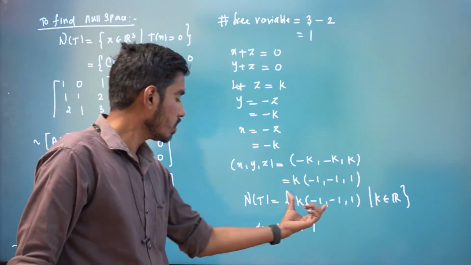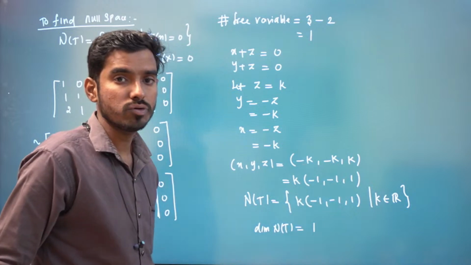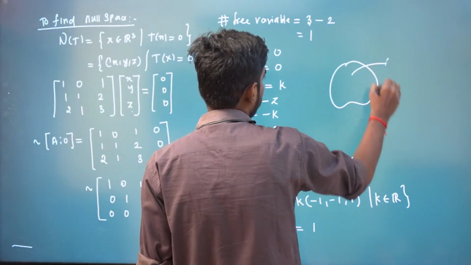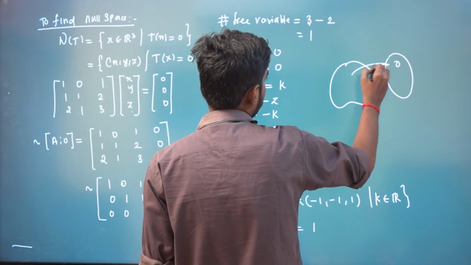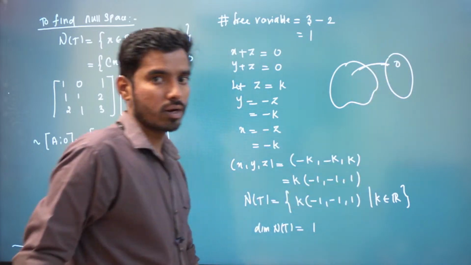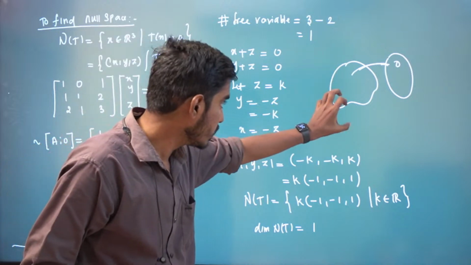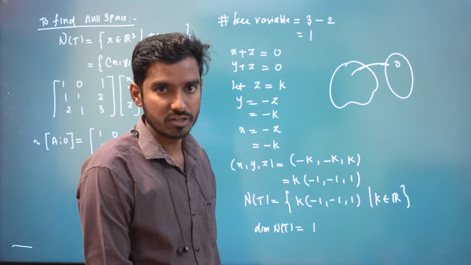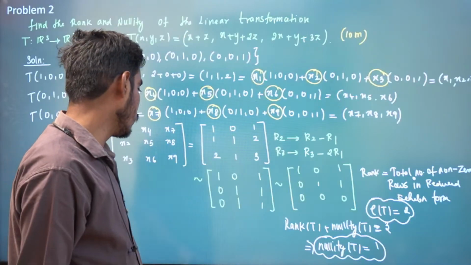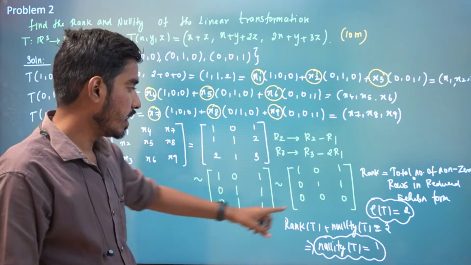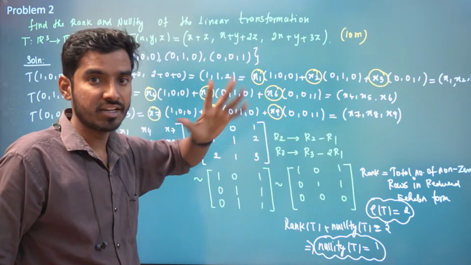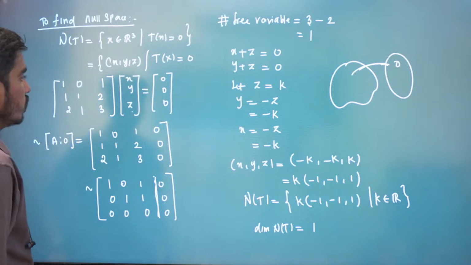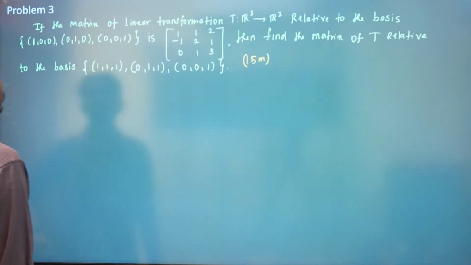So all these vectors will map to the 0 vector, right? It is not one-one also. Why? Because infinitely many vectors are mapping to this, it is not one-one. As a result, it is not invertible also, right? Whenever rank is equal to dimension only, it is invertible. Here rank is 2, dimension is 3, so it is not invertible, right? Okay, many insights you will get. Okay, so we'll move on to the next problem.